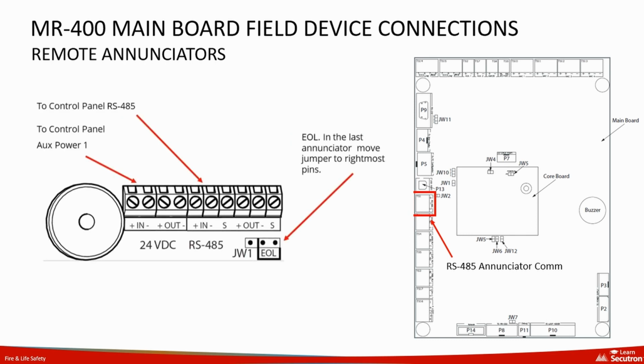The annunciator terminal connections are shown here. Note the in-out connections for power and communication. The last device on the line requires the termination jumper to be set on the EOL pins.